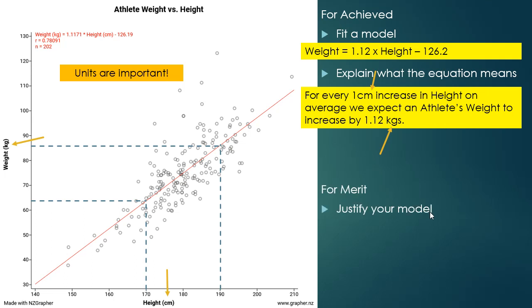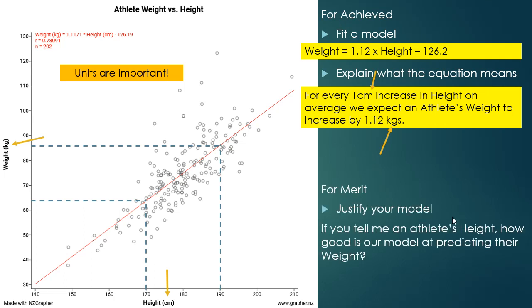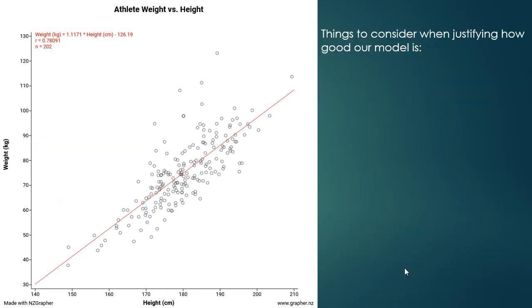For merit, we need to justify our model. So justifying the model is answering the question, if you tell me the athlete's height, how good is our model at predicting the weight? So we're going to consider a few different things. The first thing is we can consider them across the whole model, or we could break the model into sections and consider the model in parts.